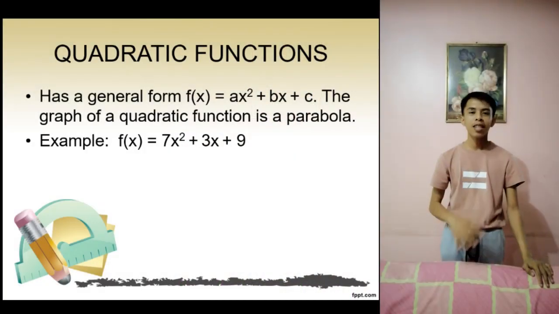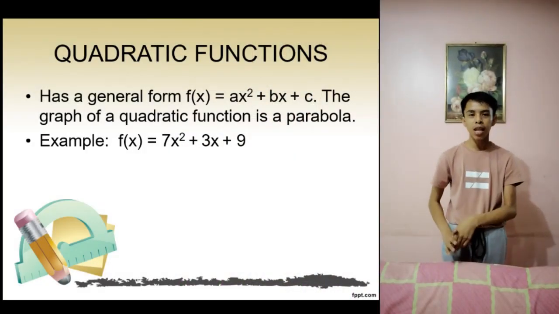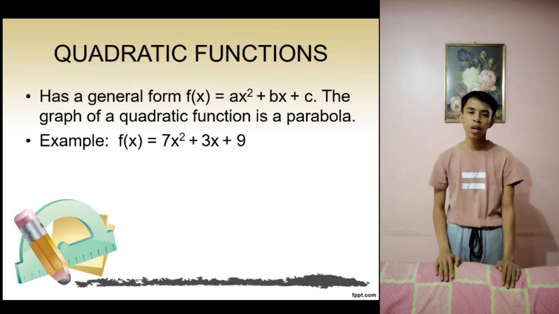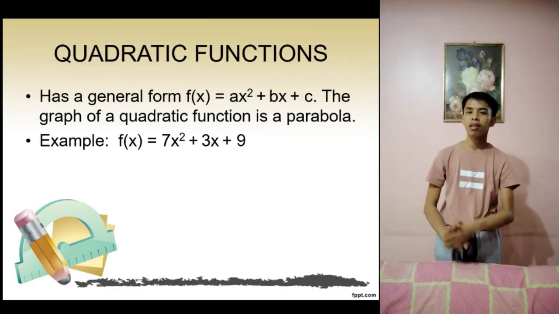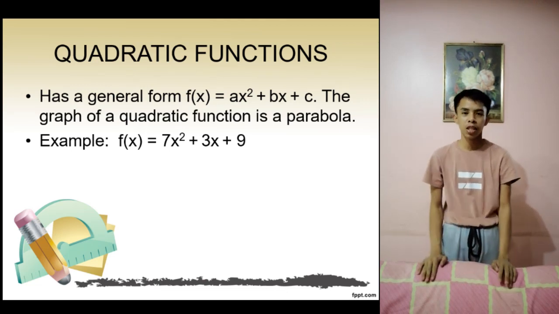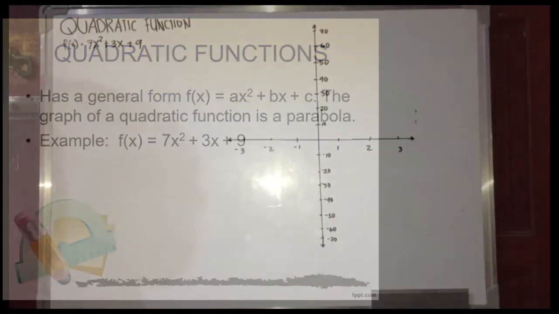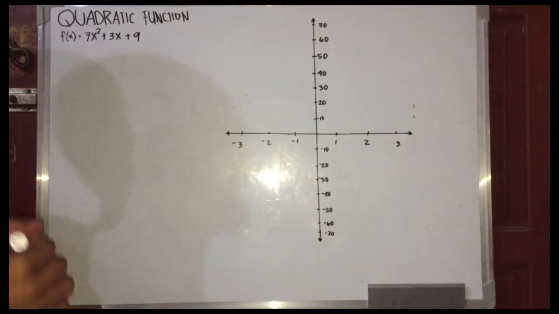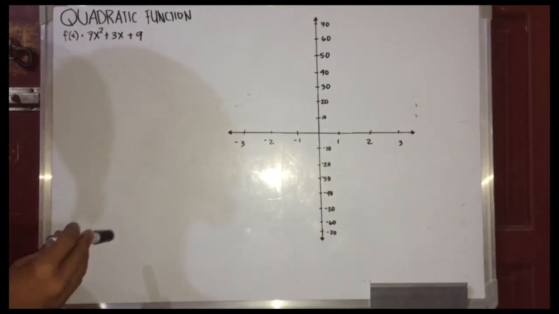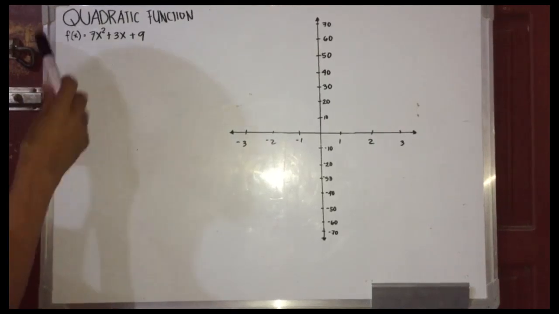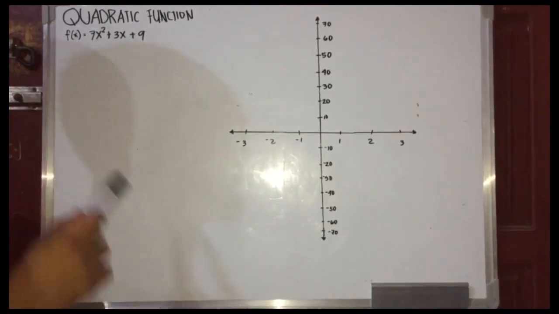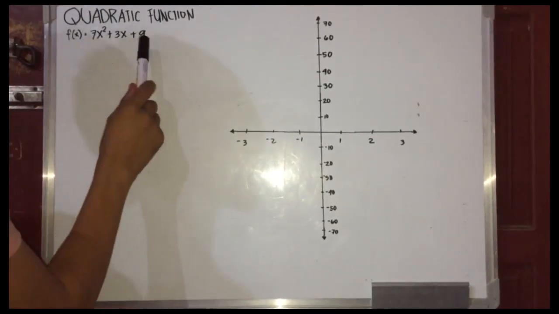The next one is the quadratic function. It has a general form of f(x) equals ax squared plus bx plus c, and always remember that the graph of a quadratic function is a parabola. So the next example is a quadratic function. Our equation here is f(x) equals 7x squared plus 3x plus 9.